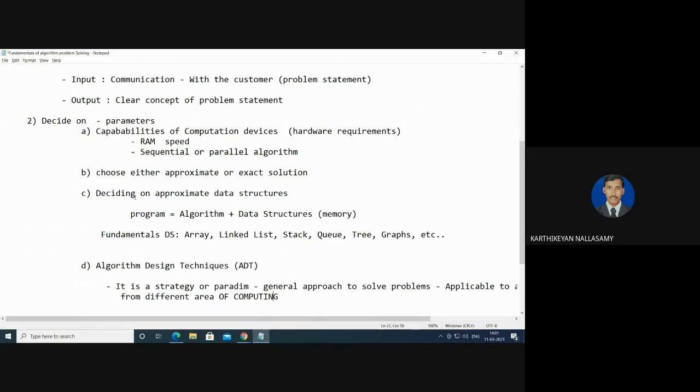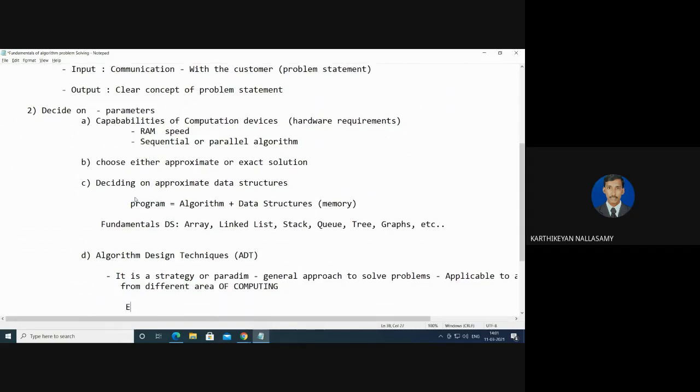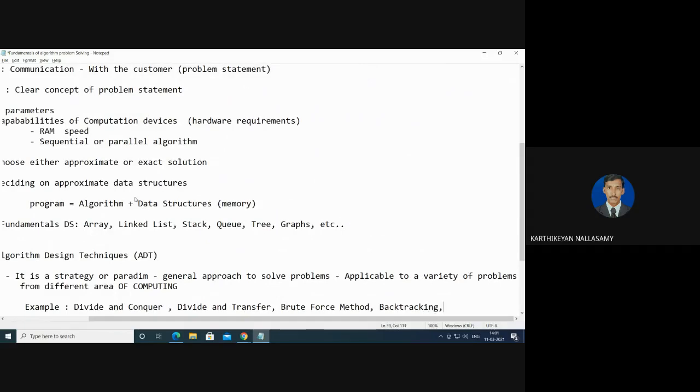Some simple examples I am going to point out of algorithm design techniques are divide and conquer. I think maybe everyone knows about this. Divide and transfer. Like the brute force method, like backtracking. We will discuss these one by one in a later part. We also have branch and bound.